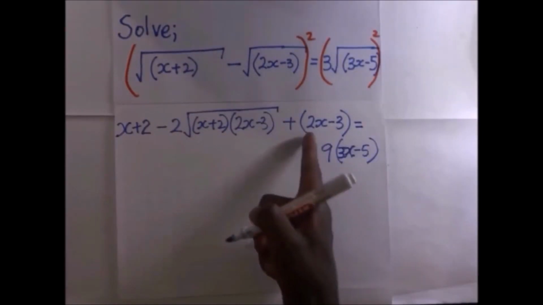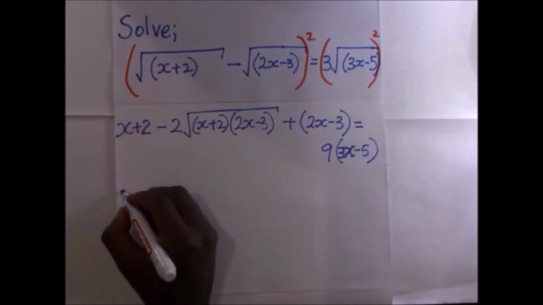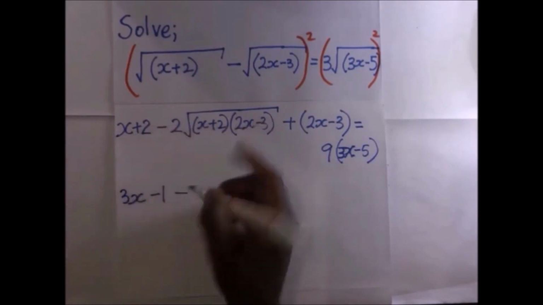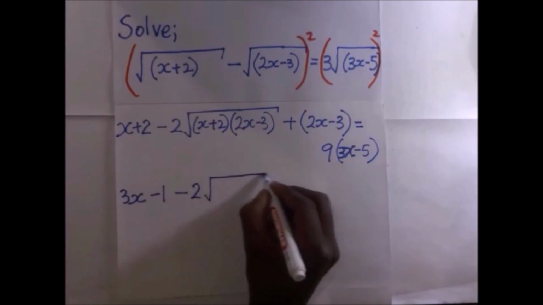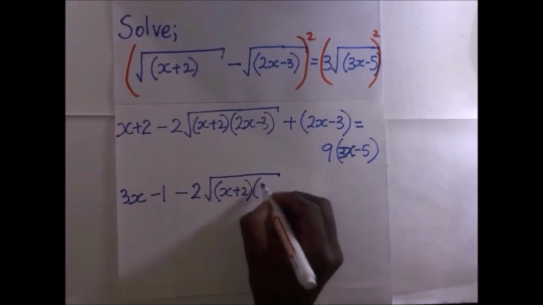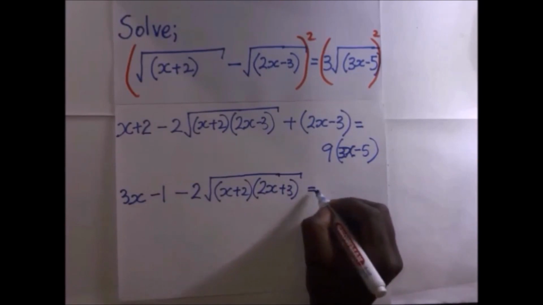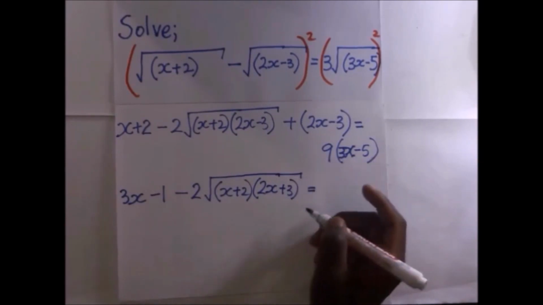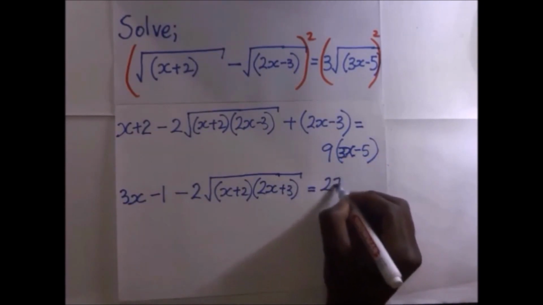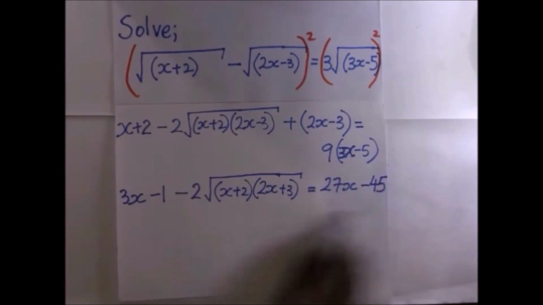So we collect like terms. We add this to that term, and adding this to that term is going to become 3x minus 1, then minus this, minus 2 under the square root of x plus 2 into 2x plus 3 should be giving us, now this is going to become 9 times 3 is 27x, then 9 times negative 5 will give us minus 45.